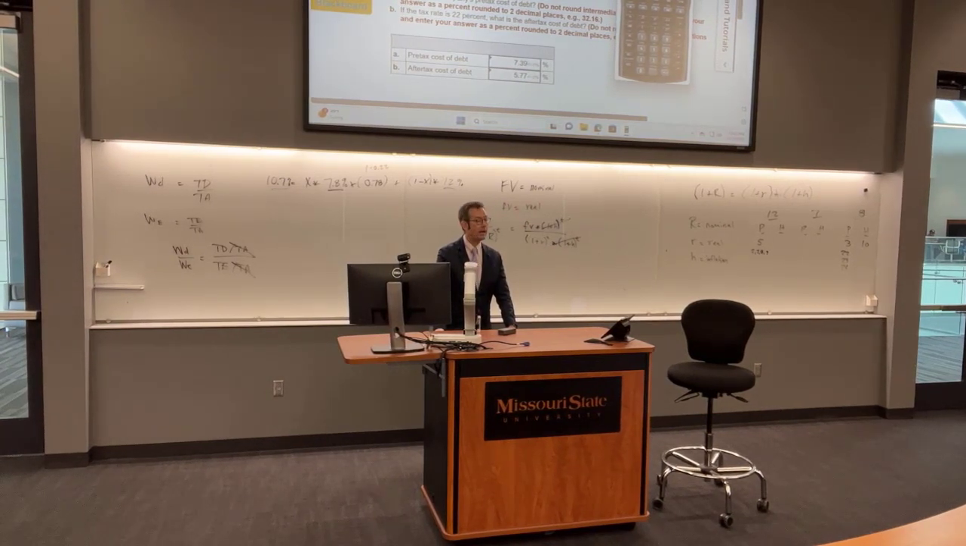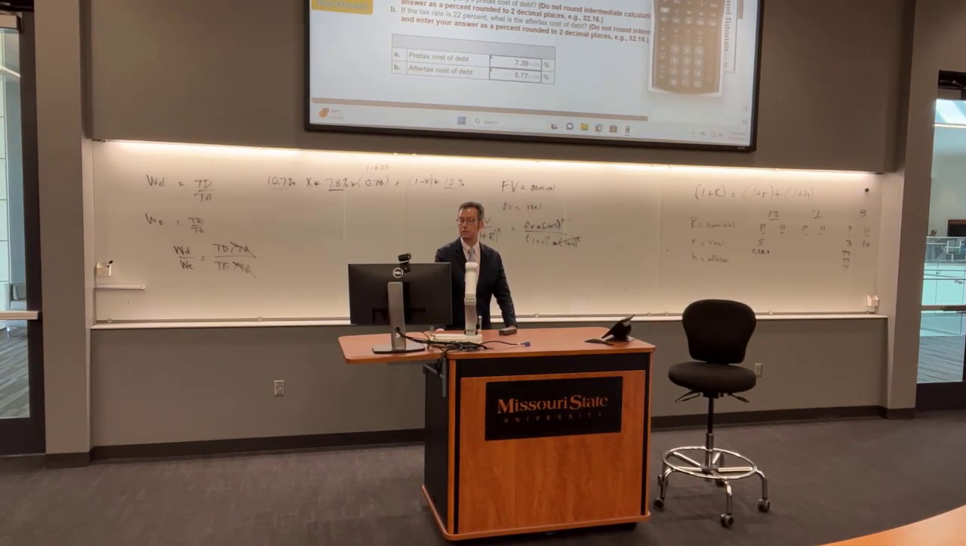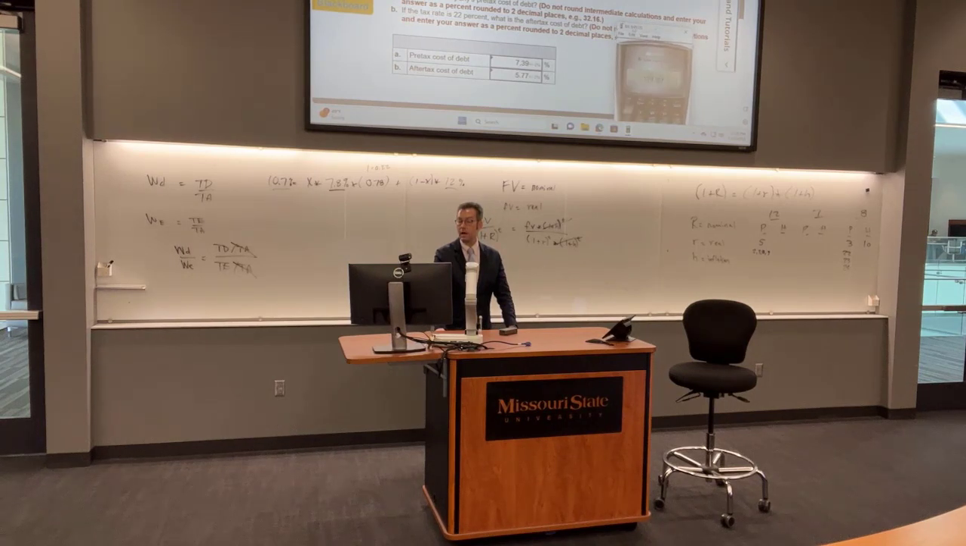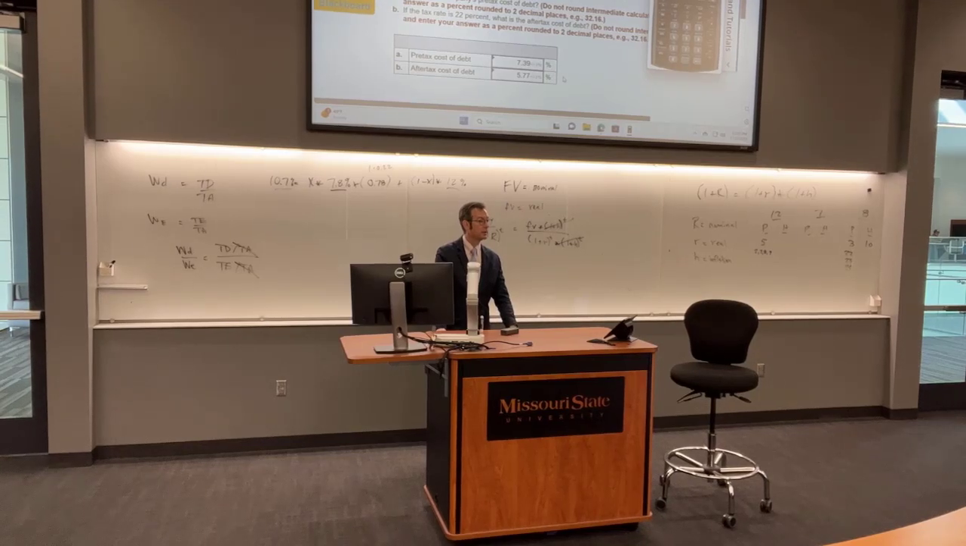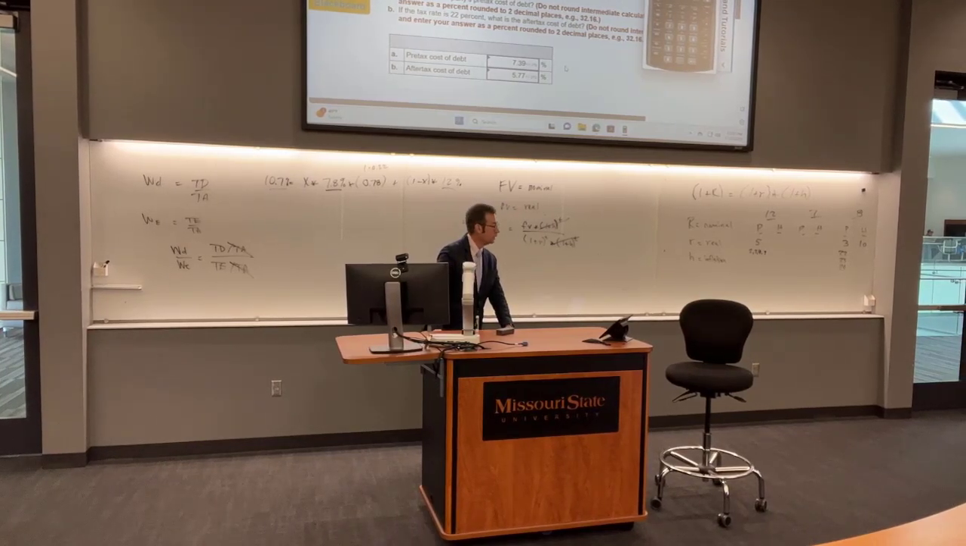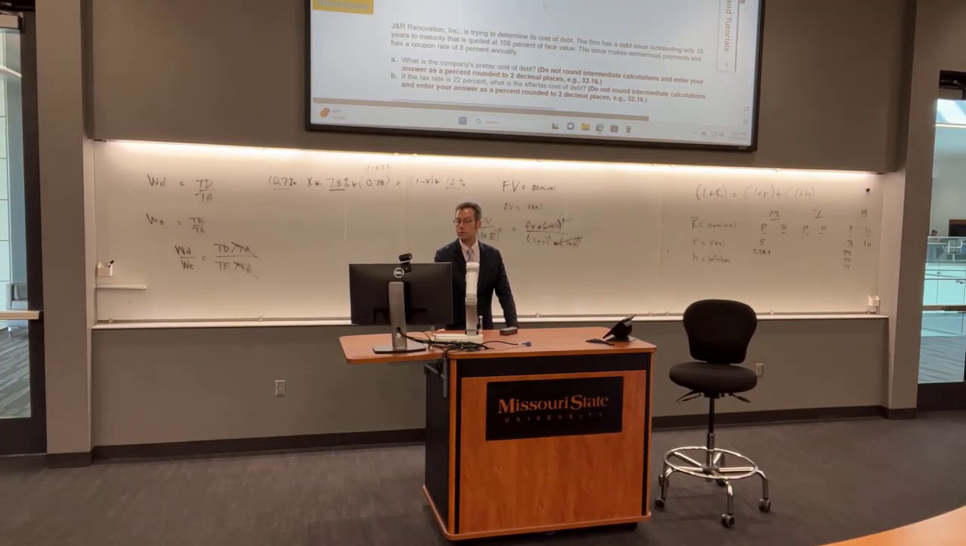How do I find the after-tax cost of debt? Multiply it by 0.78, which is just 1 minus 0.22. And there we go, 5.77. Does that fix you up? Yeah. Very good. Okay, now, number 7.